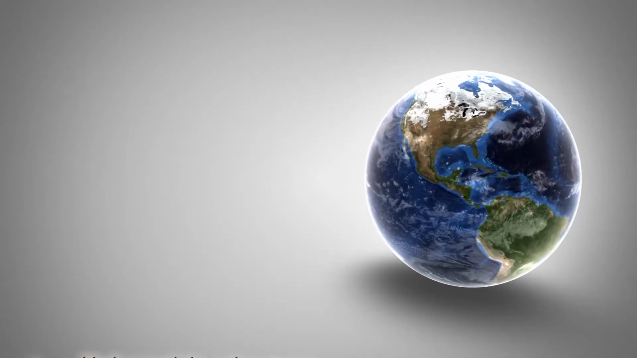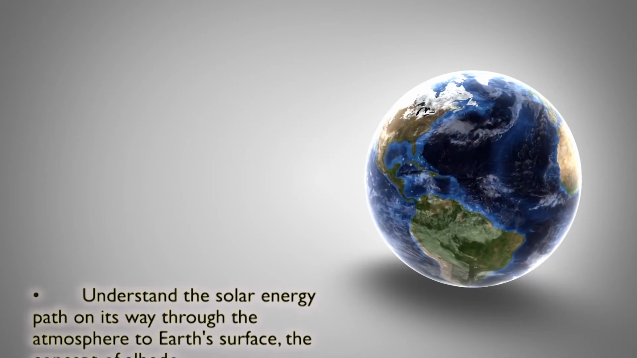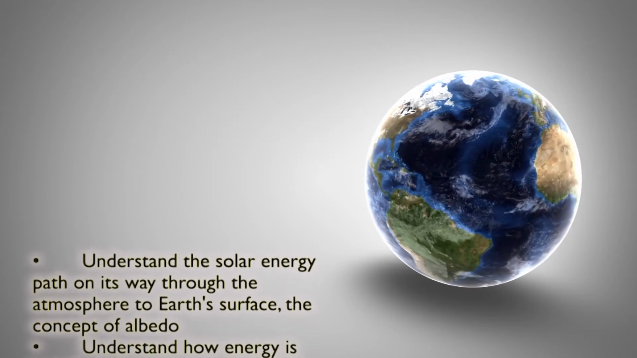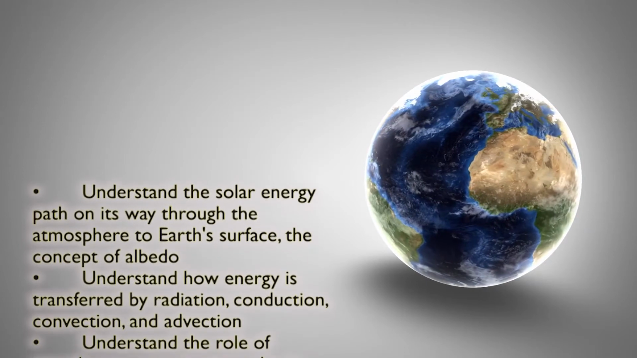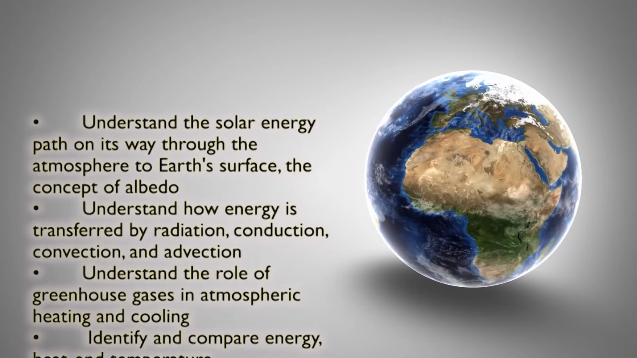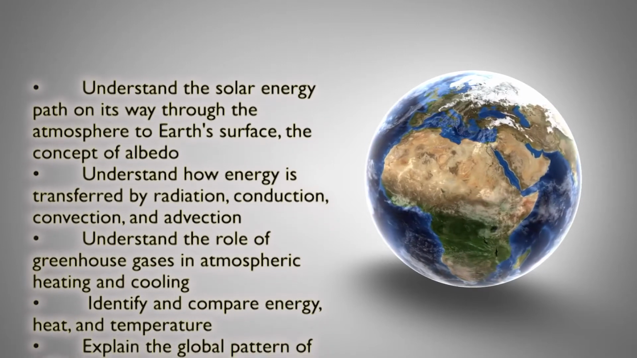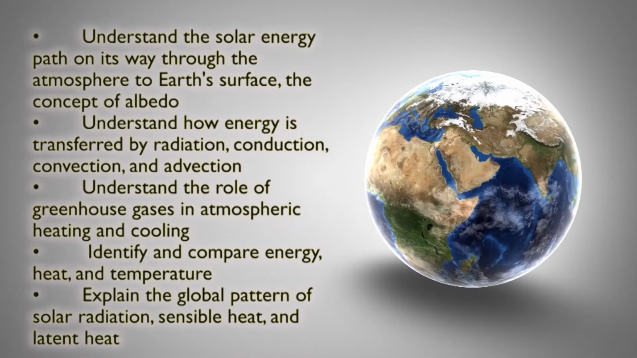Today's learning goals are: understand the solar energy path and its way through the atmosphere to Earth's surface, the concept of albedo, understanding how energy is transferred by radiation, conduction, convection, and advection. Understand the role of greenhouse gases in atmospheric heating and cooling. Identify and compare energy, heat, and temperature. Explain the global pattern of solar radiation, sensible heat, and latent heat.